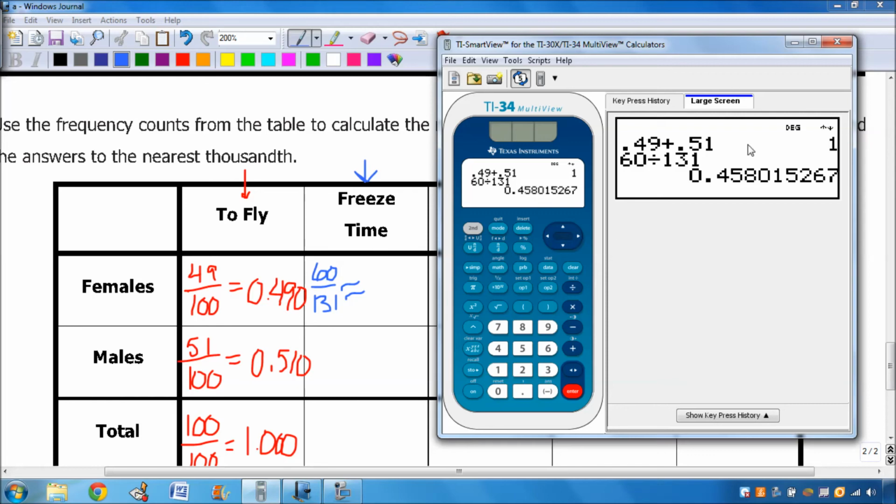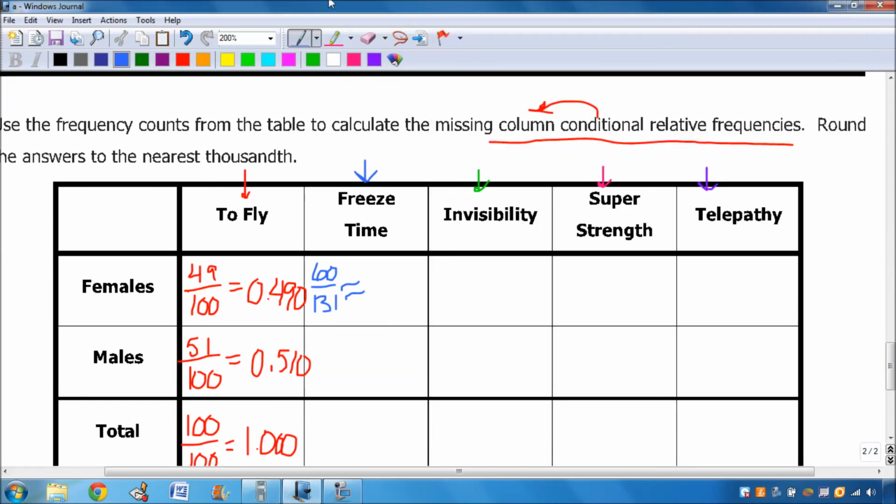0.458015267. So we look at this 8. This is the thousandths place. There's a 0 after it, so I keep the 8 the same, so I get 0.458. Okay, so again, I end up getting 0.458. So what this means is that 45.8% of everyone that chose freeze time were females.